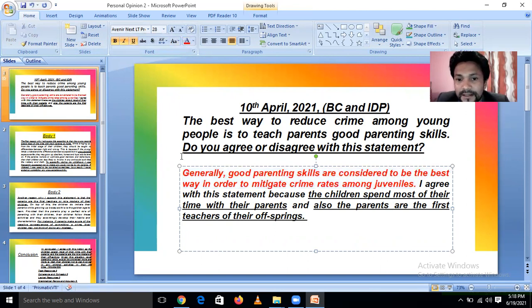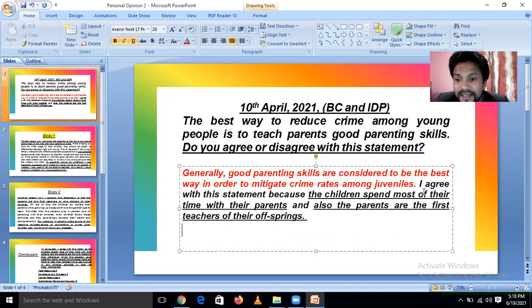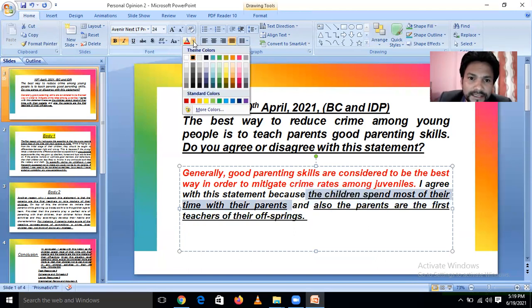Now, I'm going to respond to the main question. Do you agree or disagree? I agree. Don't write I completely agree or disagree. Just write simply I agree with this statement. Why? Because the children spend most of their time with their parents. The first main point that I'm going to discuss in body 1 of my essay.